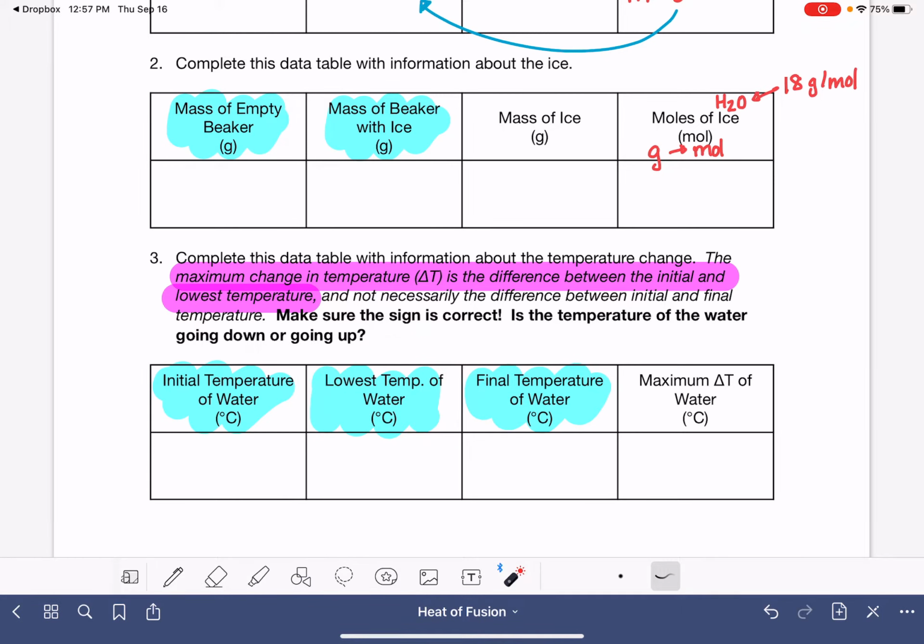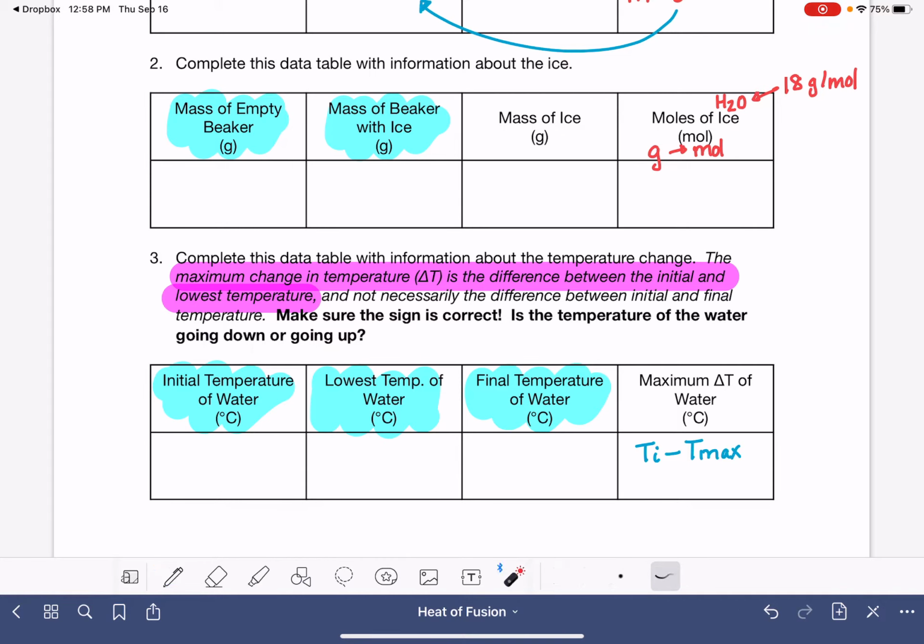So we don't want to record the difference between the initial and final temperature. In this case, we want to record the maximum difference in temperature, which is going to be the difference between the initial and the lowest. So in this case, your maximum, we're just going to say that it's going to be your T. We're going to define it a little differently than we have in the past. T initial minus T max.